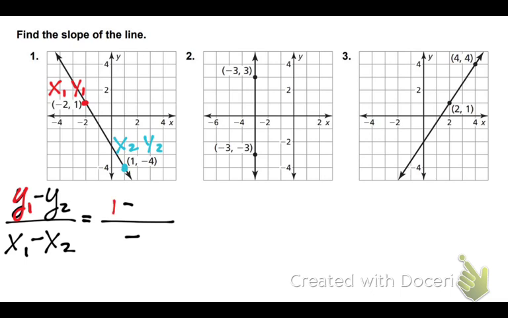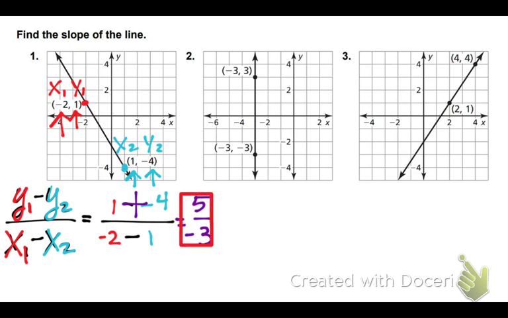All right, so now that we have that labeled, what is my y1 going to be? 1, yep, is right here. All right, and then what is my y2 going to be? Negative 4. When I plug that in, that will become positive. My x1, so my first x, will be negative 2. And then my second x, 1. All right, so from here we do 1 plus 4, which is 5. Minus 2 minus 1, which is negative 3. And that's your slope.